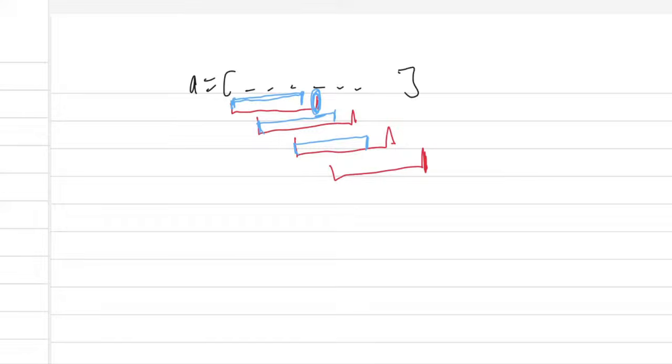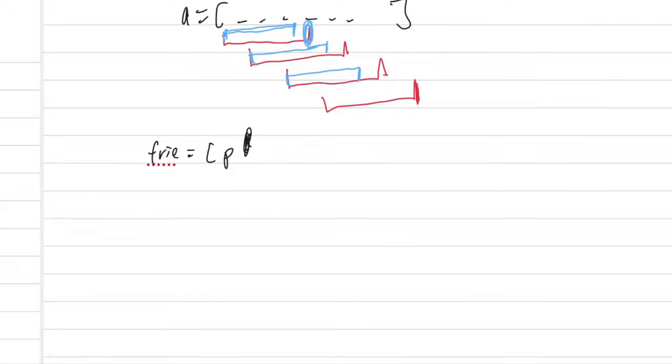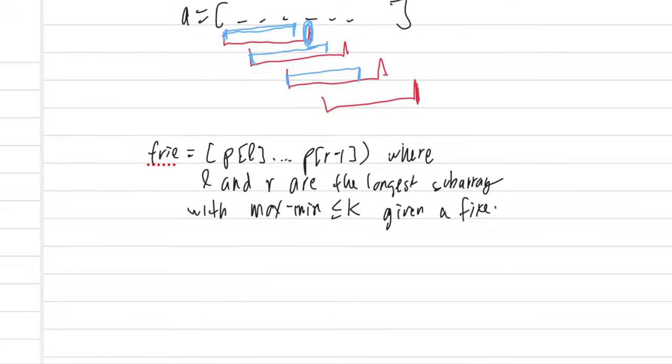the trie will contain elements from p sub l all the way to p sub r minus 1, where L and R are the longest subarray with max minus min at most k, given a fixed R. And so this is just a really standard two-pointers problem.